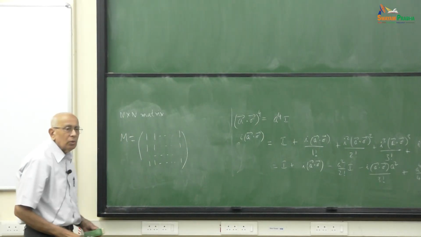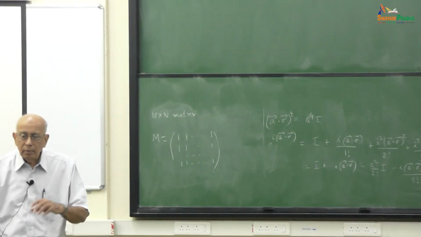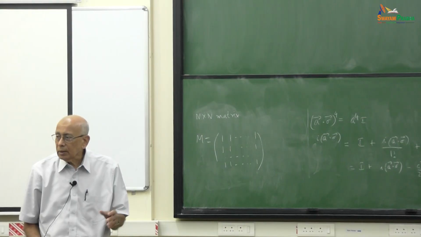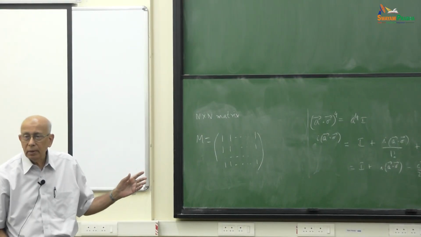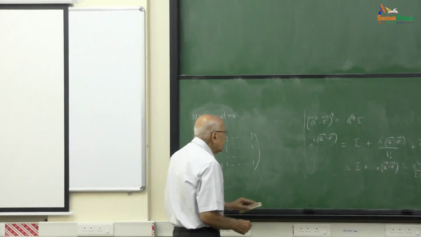All elements are equal to 1. I could look at a more general case where all elements are equal to some number and then take out that number. It doesn't matter. But the simplest case is when everything is equal to 1. What are the eigenvalues of this matrix?